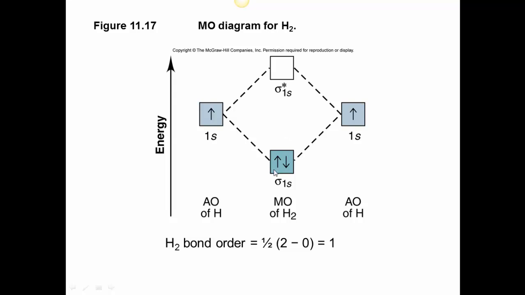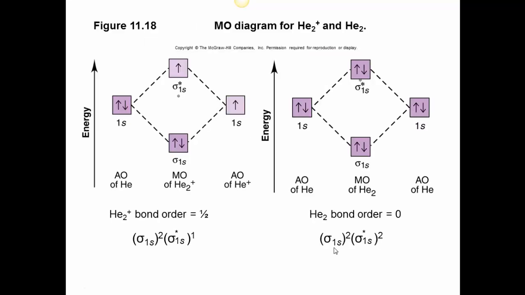And we can determine that it's diamagnetic. There are no unpaired electrons. And we can determine the bond order. So it's the number of bonding electrons minus antibonding electrons, divided by 2. So that's 2 minus 0 over 2, which is 1, which is the same as what we predict for the Lewis dot structure for hydrogen.